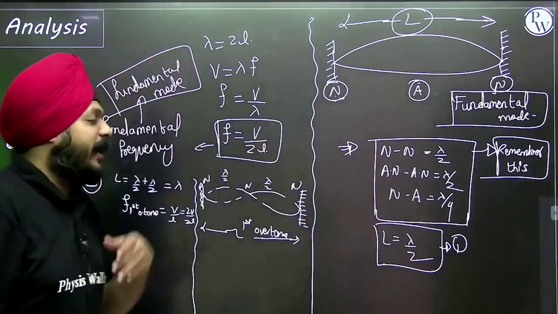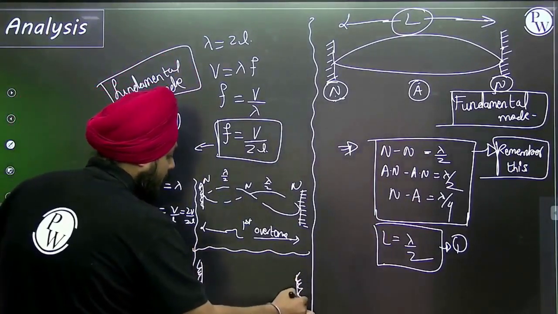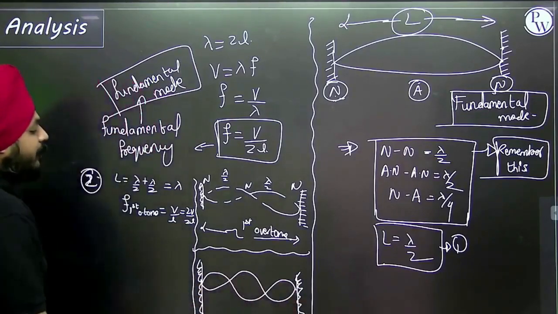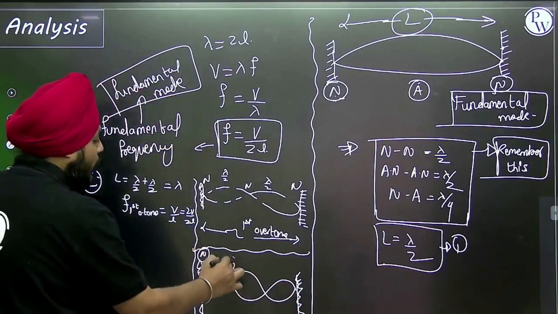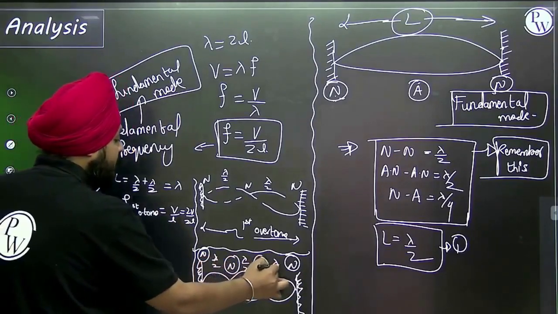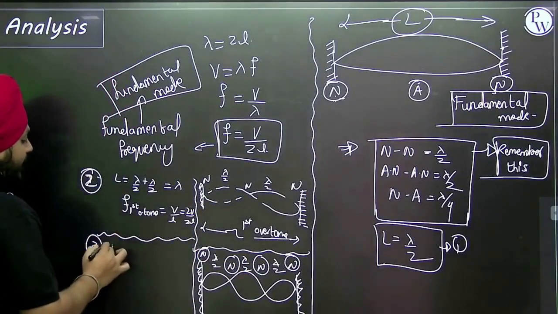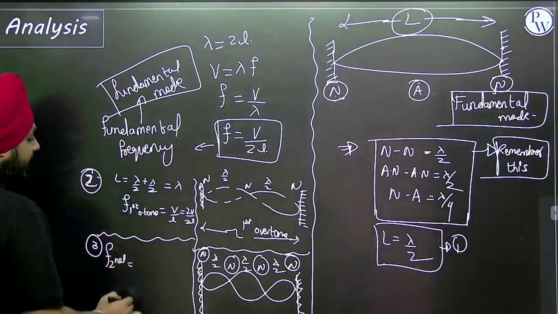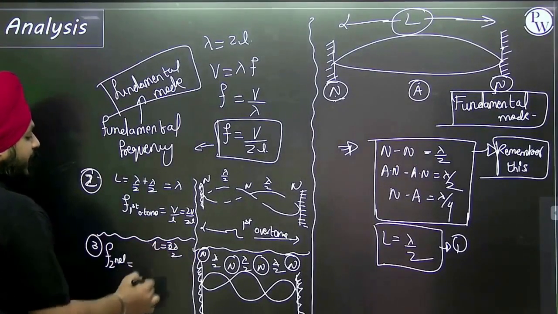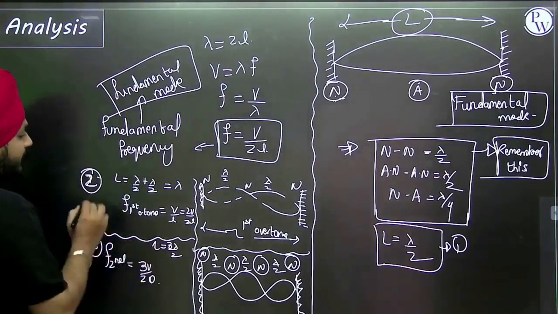Now let's move on to the second overtone. Now see, things are moving like this way. This kind of standing wave is formed. Again, this is a node, this is a node, this is a node, and this is a node. This distance is lambda by 2, this distance is lambda by 2, this distance is lambda by 2. So what will be the total distance? 3 lambda by 2. So the length is equal to 3 lambda by 2, and the frequency of the second overtone is equal to 3V by 2L.